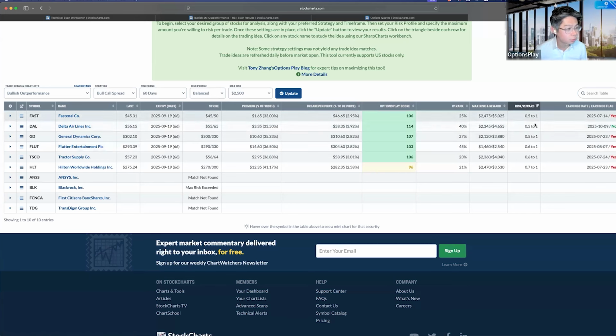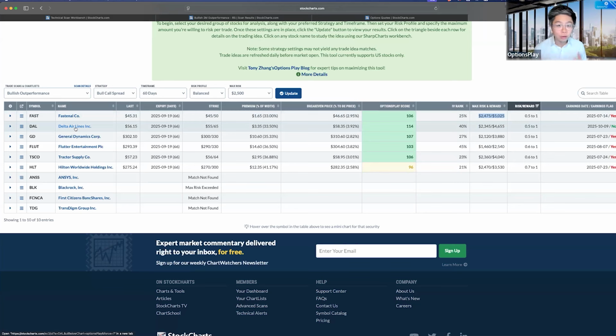Fastenal and Delta Airlines both give me effectively a 2-to-1 risk reward ratio. For $2,300 that I'm risking, I can make $4,600 on Delta. For $2,500 that I'm risking, I can make $5,000 on Fastenal. So these are some of the best performing opportunities in the market using option strategies. And this way I can identify these very, very quickly using the OptionsPlay tool.